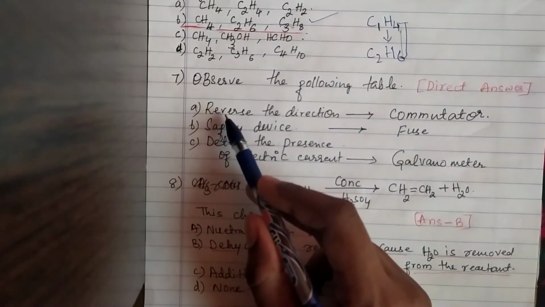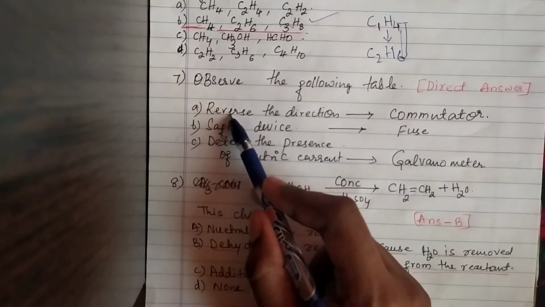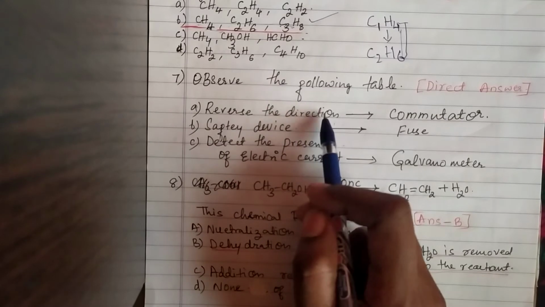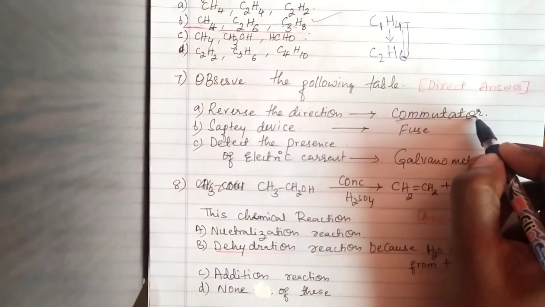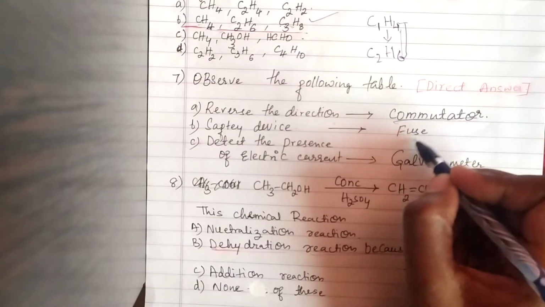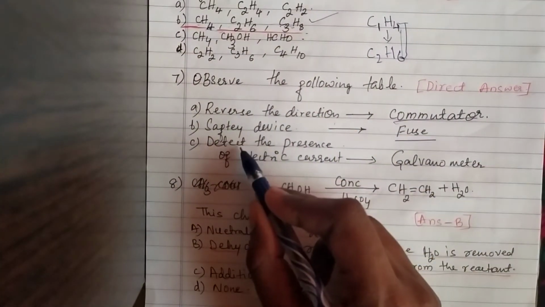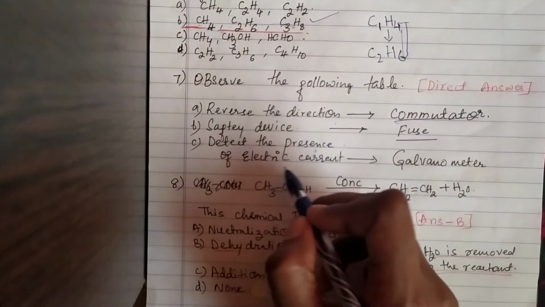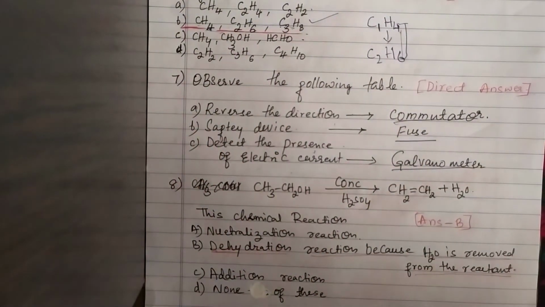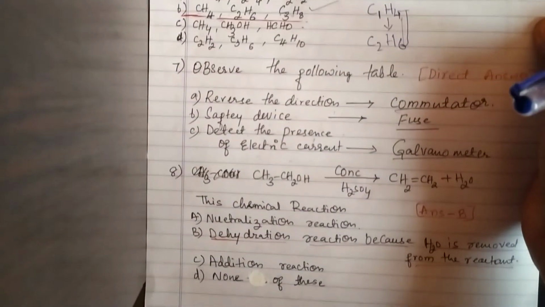So the first match is reverse the direction. The one which reverses the direction is called a commutator. And the second one is safety device, that is nothing but a fuse. And third one is detect the presence of electric current, that is your galvanometer. Galvanometer detects the presence of electric current in a circuit. And so let's go to the next question.